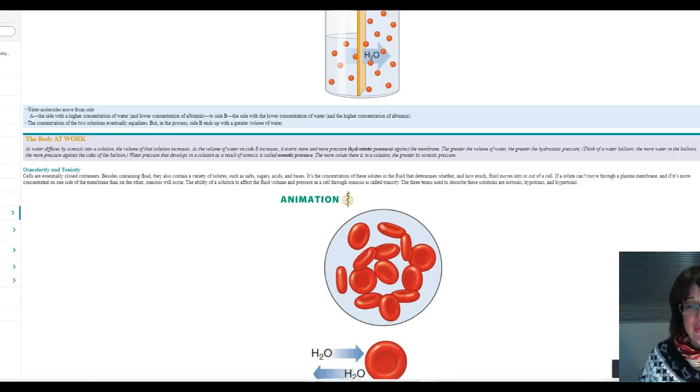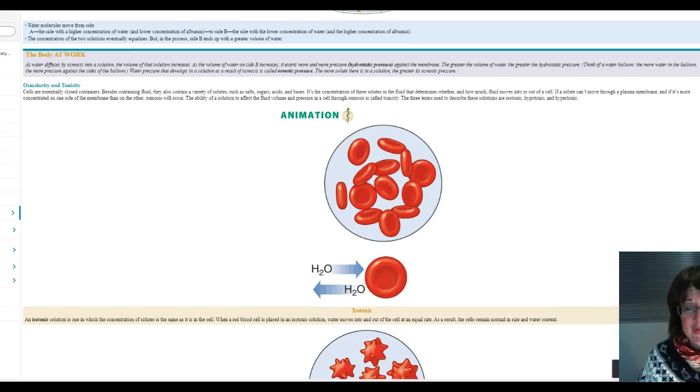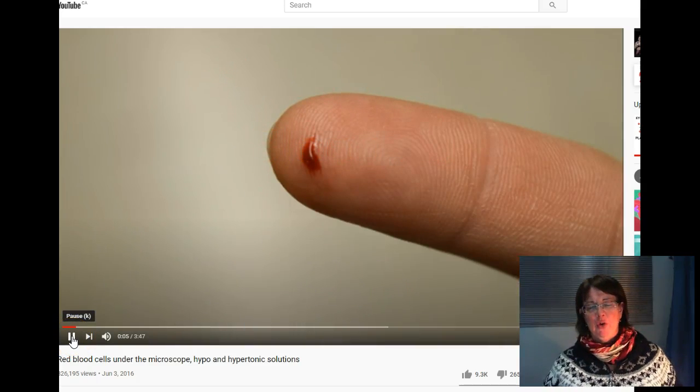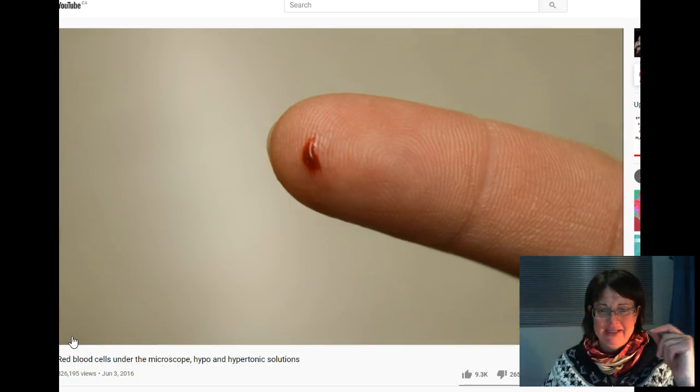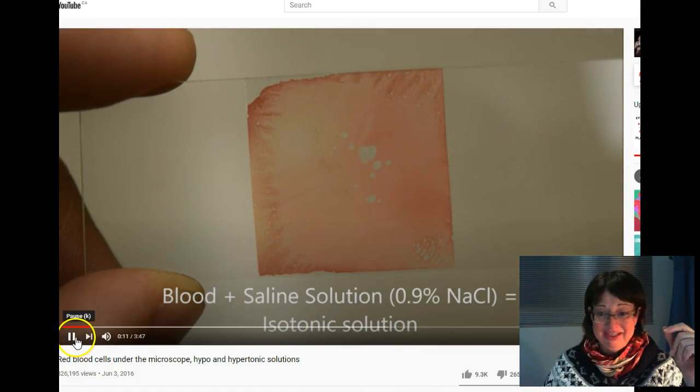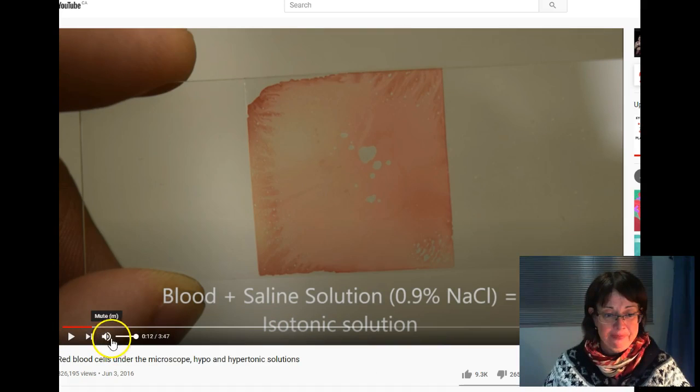This is very important in water movement in cells, because if you have the water concentration in your blood in a non-normal situation, you end up with your blood cells changing. Here's an animation. Let me bring out a video for you. So in this video, we are going to look at blood cells.